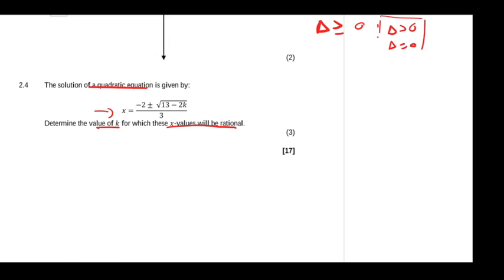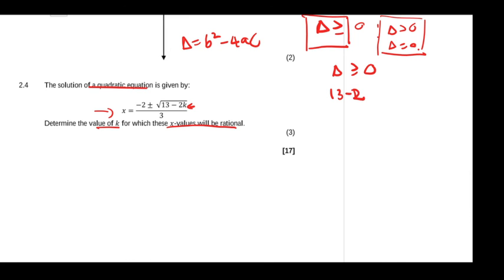So these two apply. So you just need to combine them, and by combining them, we have the discriminant greater than or equal to 0. So we're going to say discriminant greater than or equal to 0, and remember the discriminant is equal to b squared minus 4ac, which is what's inside here. So we're just going to write what's inside the square root, which is 13 minus 2k, by the way, so let me write it properly.